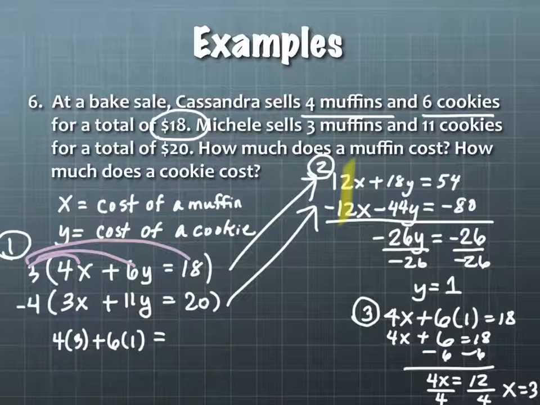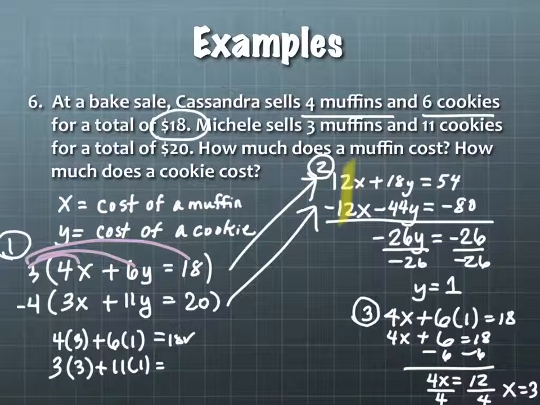What does that equal? Does it work out to 18? Excellent. So that's sort of checking it off. Again, you don't have to write it down. Then you've got 3 times 3 plus 11 times 1. What do we get on that one? 20. And that checks out. So we've checked it either mentally in the calculator or on paper.